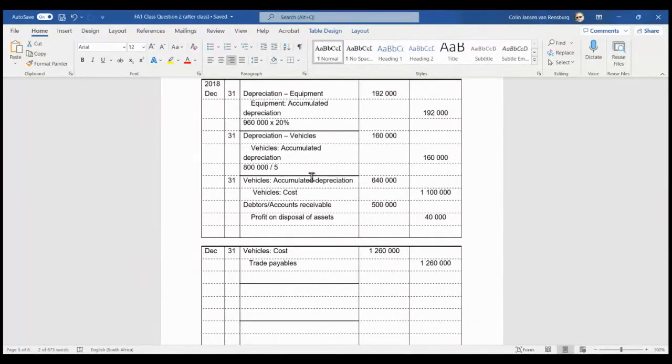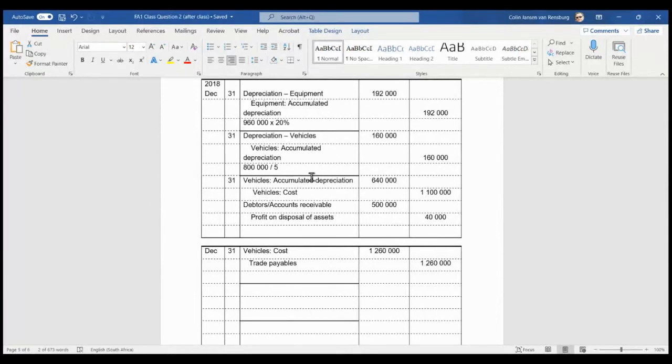The same with the vehicle's accumulated depreciation. We've debated this. Hopefully everyone now sees where that 640 comes from. It's the 480 opening balance plus the 160,000 that we've written off this year. So the total balance on the credit side of the vehicle's accumulated depreciation currently is 640,000 rands. We want to get rid of that balance, to cancel it out. So now we have to debit that vehicle's accumulated depreciation account with 640,000. But now our entry does not balance yet, ladies and gentlemen.